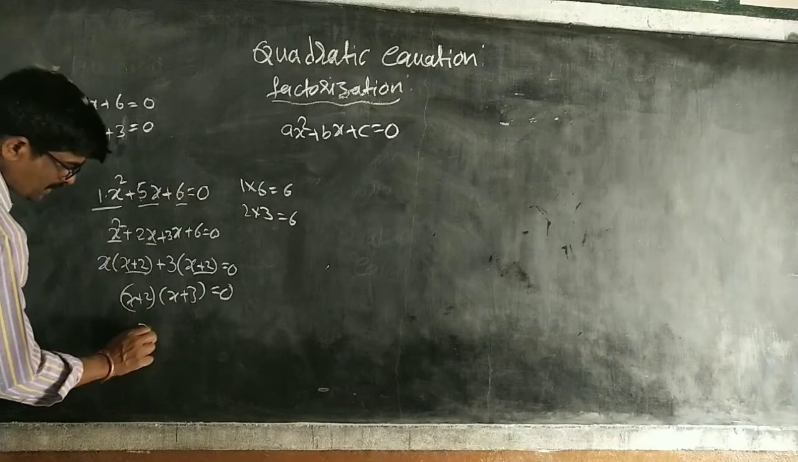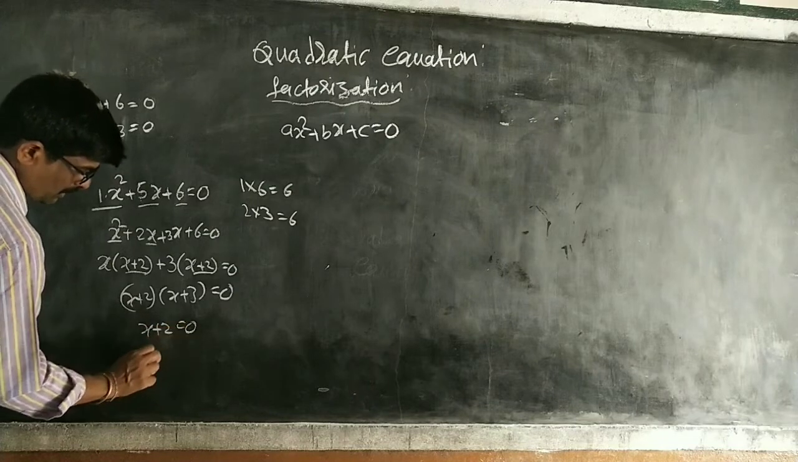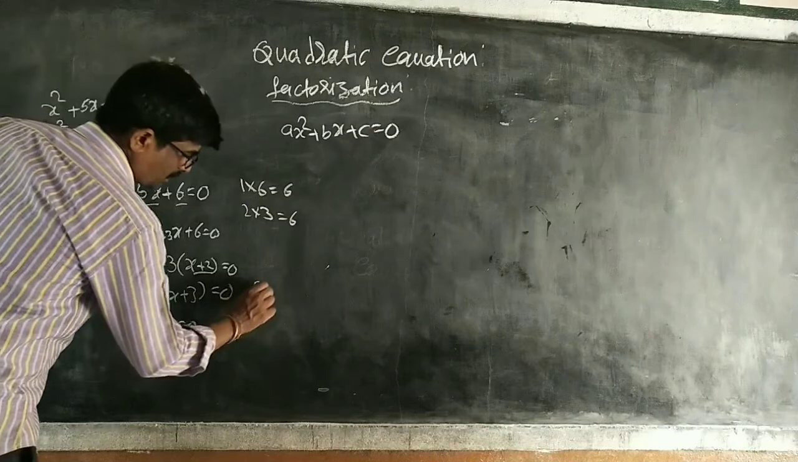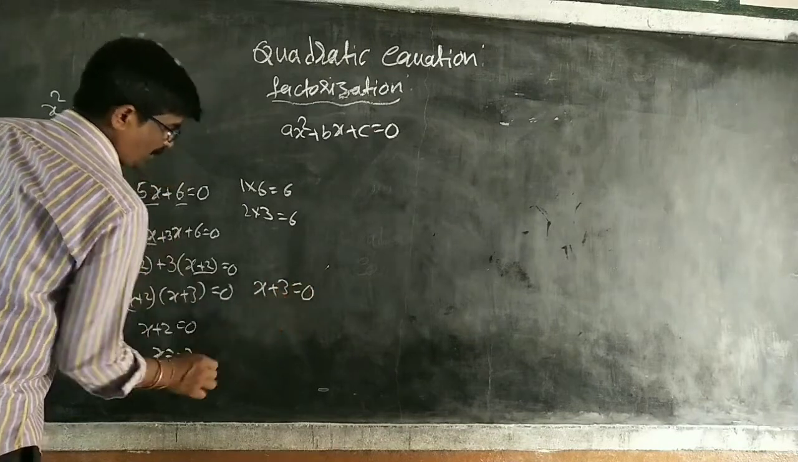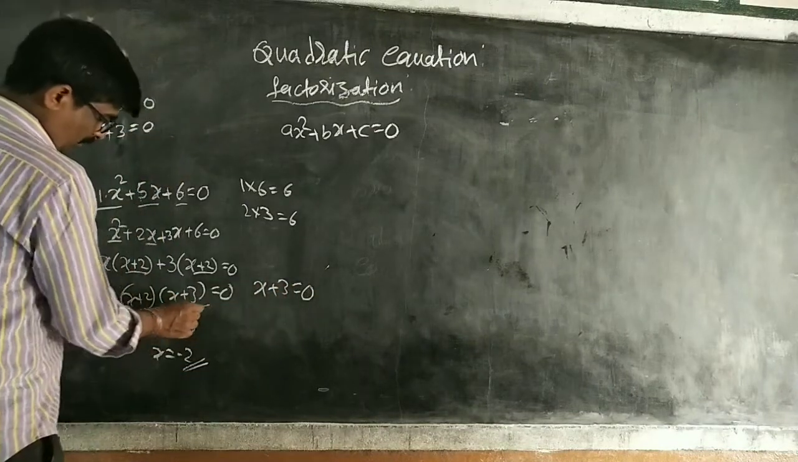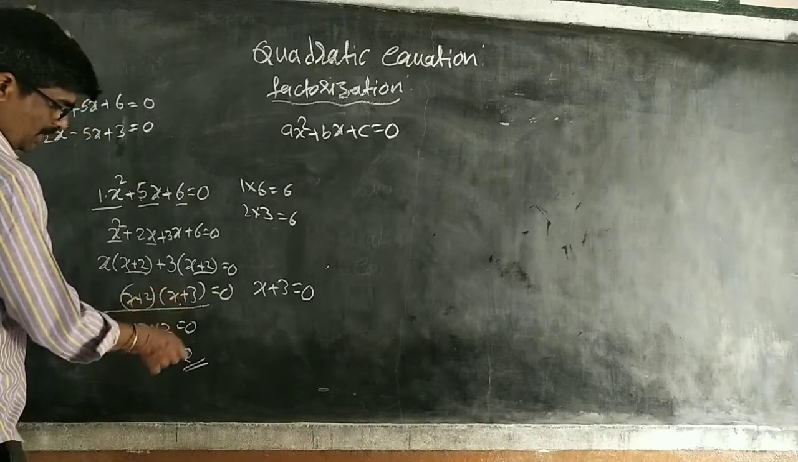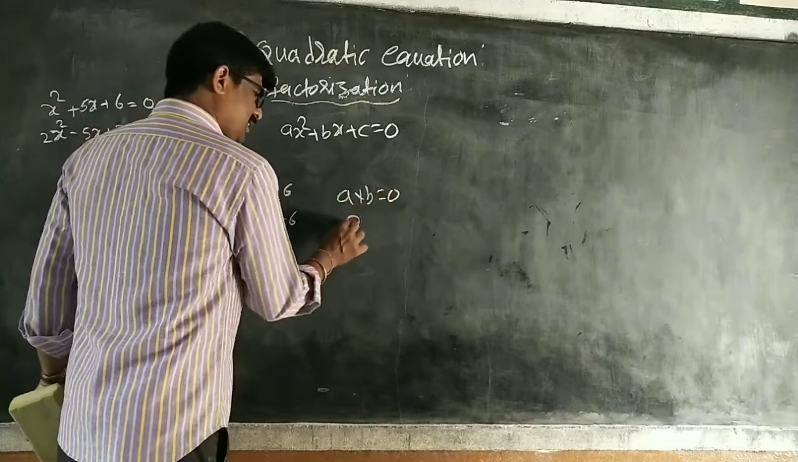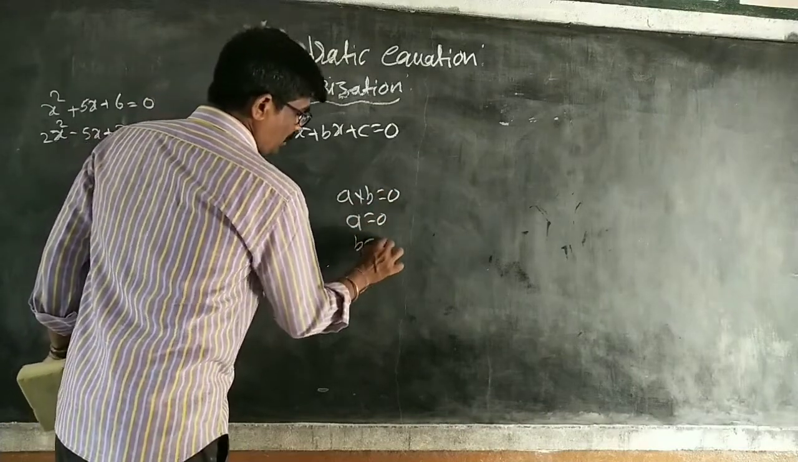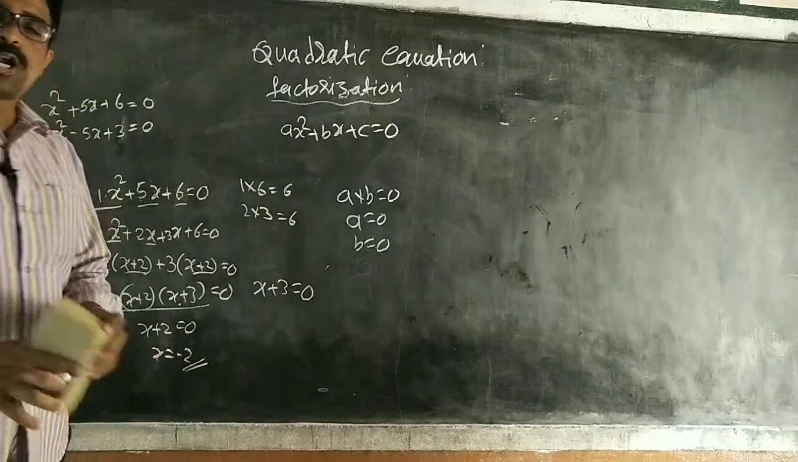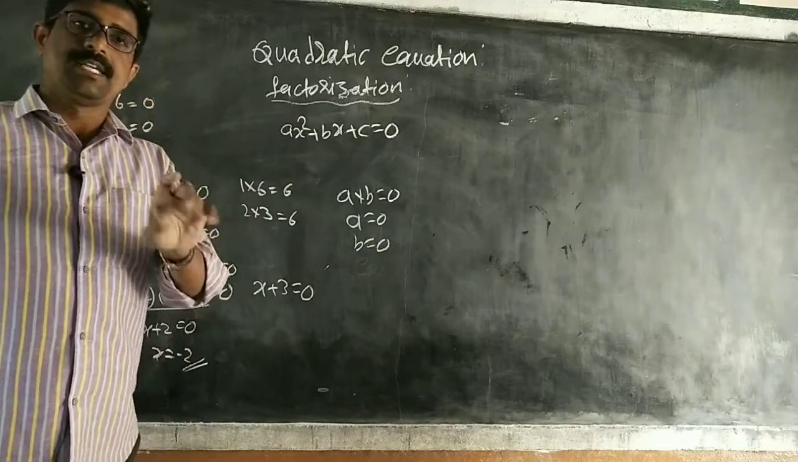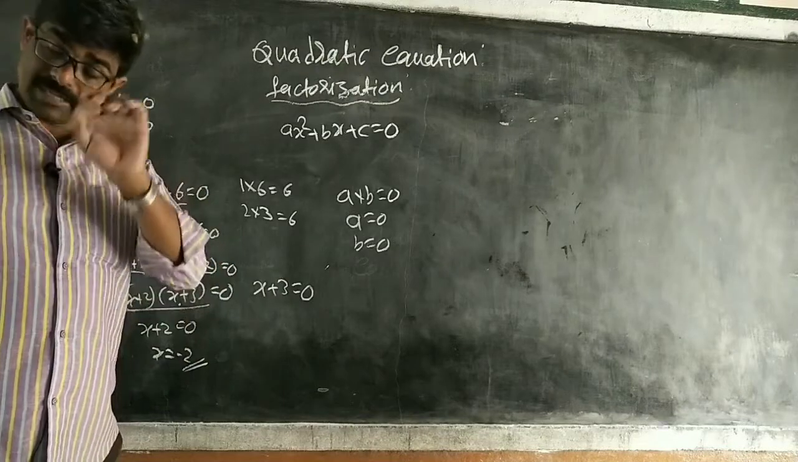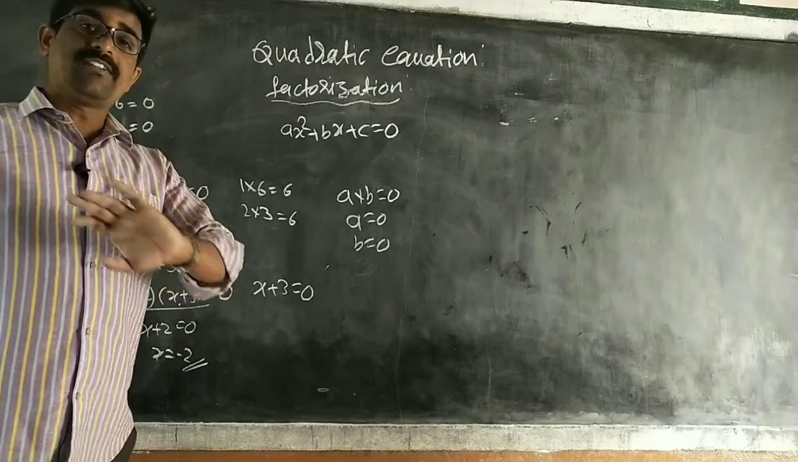So if the product is 0, then x plus 2 is equal to 0, that is x is equal to minus 2. Similarly, x plus 3 is equal to 0. What is the concept? Why are we taking x plus 2 is equal to 0 and x plus 3 is equal to 0? If a into b is equal to 0, then either a is 0 or b is 0. Then only it will be 0. The product of any two numbers is 0 means anyone should be 0. Otherwise it is not 0.